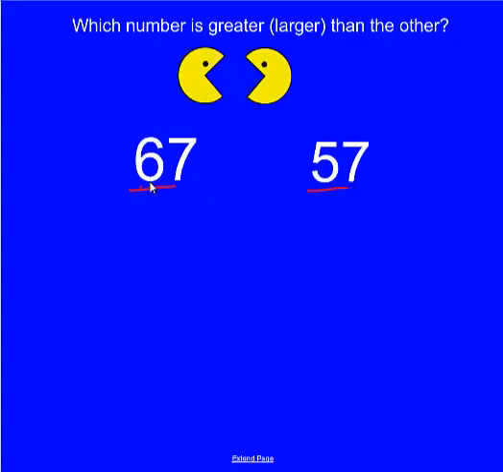So which is larger, 6 10s or 5 10s? If you said that 67 is larger or greater than 57, you would be correct, because 6 10s is worth 60 and 5 10s is worth 50, and 60 is more than 50. So I pulled Pac-Man down so we could see the direction of his mouth, but if you were to use an actual Pac-Man or an actual greater than less than symbol, you kind of trace the inside of his mouth, and that's a greater than less than symbol. So if we read this, 67 is greater than 57.